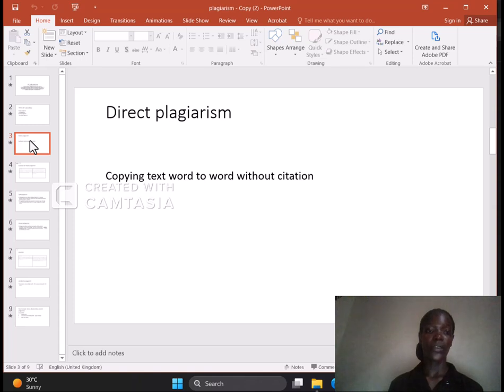So to begin with, we are going to begin with direct plagiarism. What do we mean when we say direct plagiarism? It is simply copying text word to word without citation. You copy someone's work. It may have been published or not published, but then copying someone's work word to word, letter per letter, without citing that the work you used or the idea you have in your work was from another person. You write without specifying or citing. That is what we call direct plagiarism. Yeah, that is what we mean by direct plagiarism.